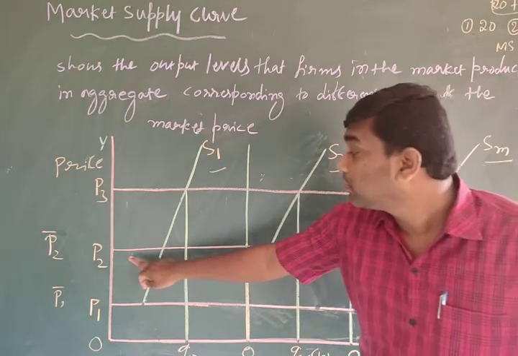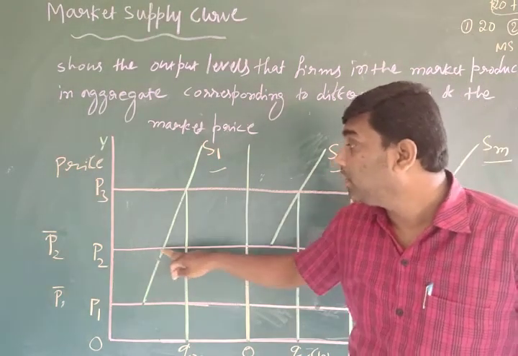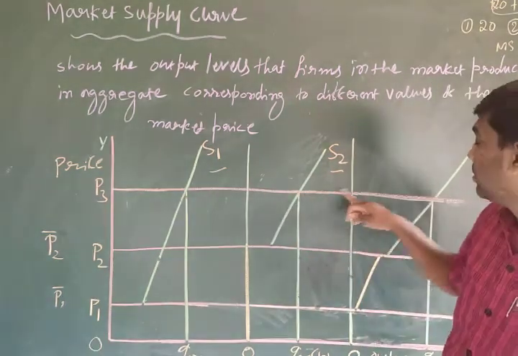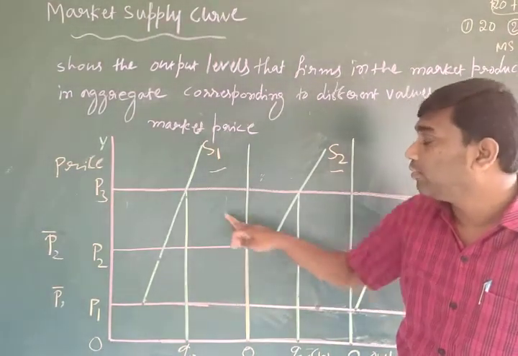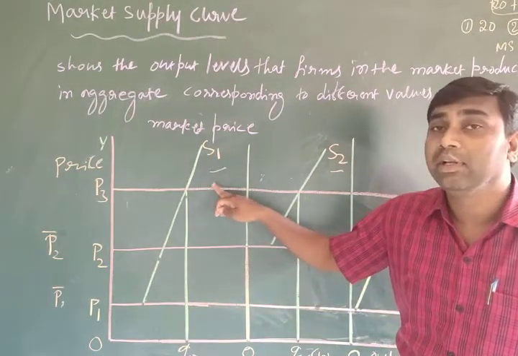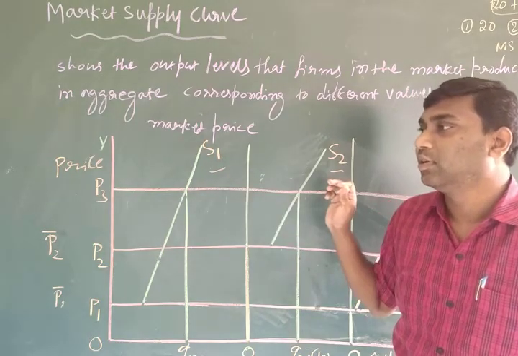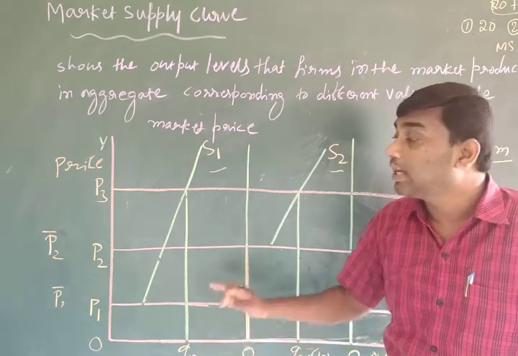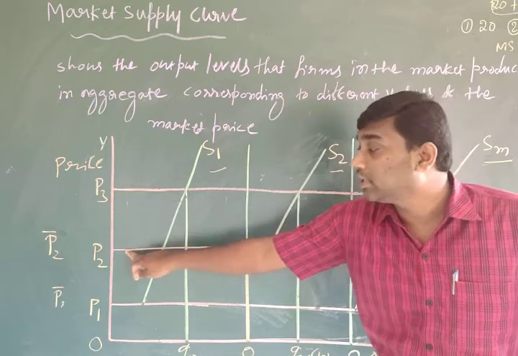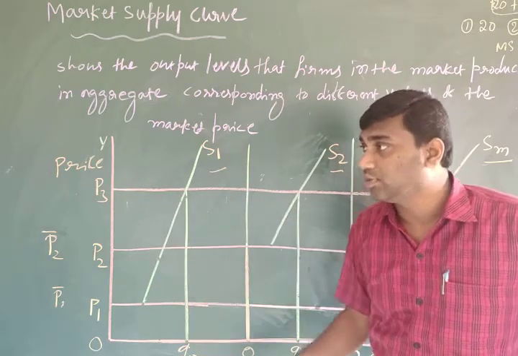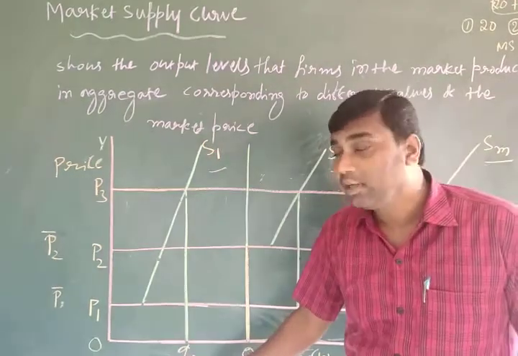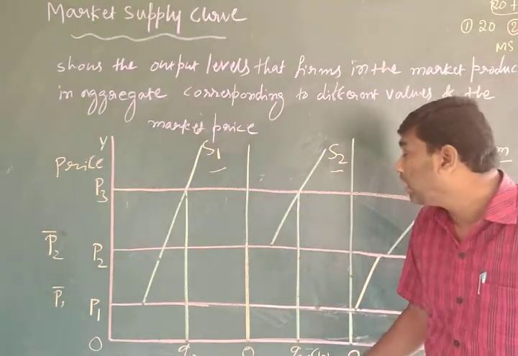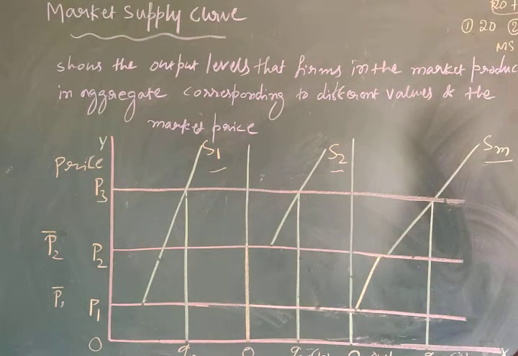At the price P2 there is nothing, because the supply curve will not touch here. Here only it will touch, but here not possible. So at the price of P3 only, the individual supply will increase. Assume that when the market price is P3, that is greater than P2, firm 1 supplies Q3, firm 2 supplies Q4, and market supply is Q5.